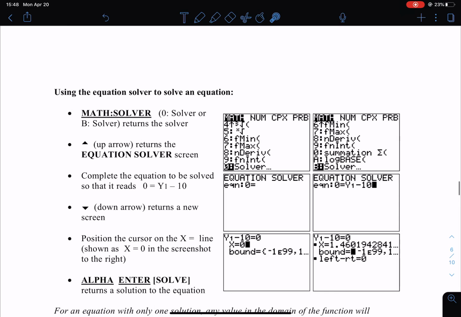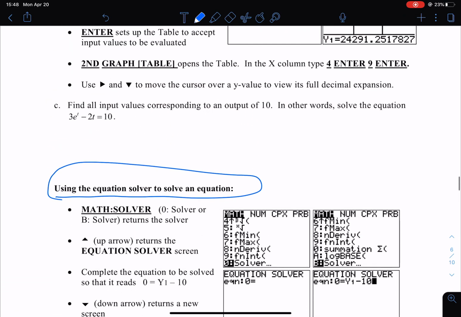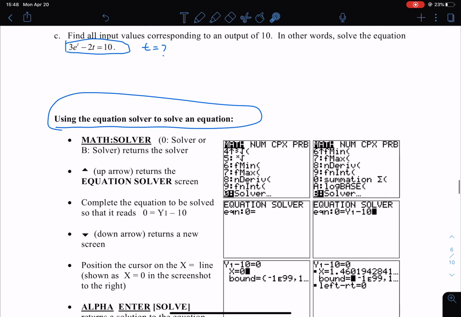All right, so this is the key part: how to solve for an equation. For example, if we are given a function equation, example C, page 6, example C. This is the function equation, and it asks you, when the function is 10, what is the corresponding t? That means just try to solve for this equation. What is the value of t? And for this kind of question, we have to use the math solver.